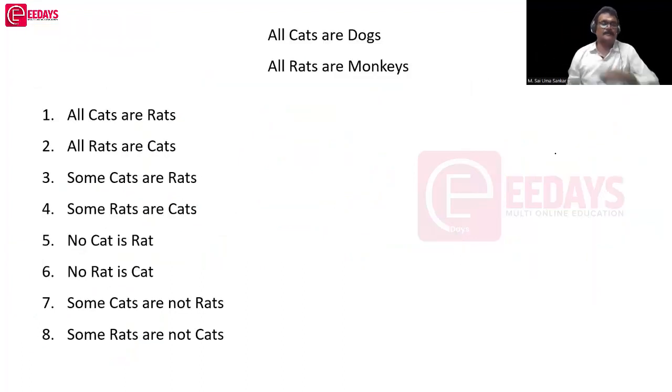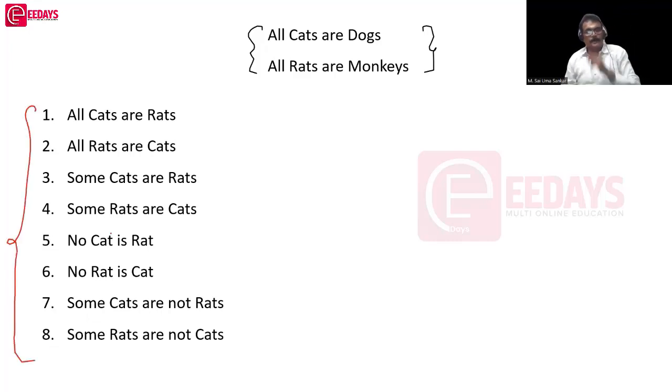Okay, now here: all cats are dogs, all rats are monkeys. Here are two statements, and next, how many conclusions are there? Total 8 conclusions are there. Here two statements, and how many conclusions are there? 8 conclusions. Okay, all cats are dogs.